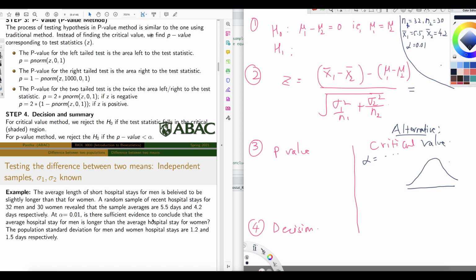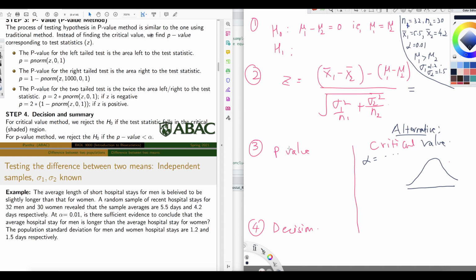is there sufficient evidence to conclude that the average hospital stay for men is longer? It asks whether mu1 is greater than mu2. I'm assuming that mu1 is male and mu2 is female, for the hospital stay. Further, the population standard deviations for men and women are 1.2 and 1.5. So sigma 1 is 1.2, and sigma 2 is 1.5. This is given to you.